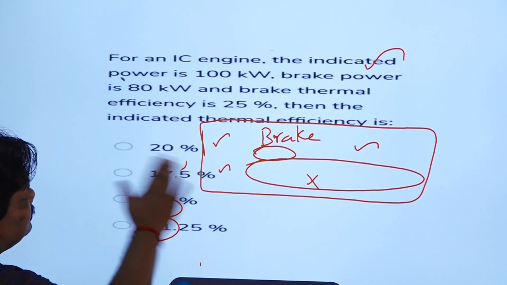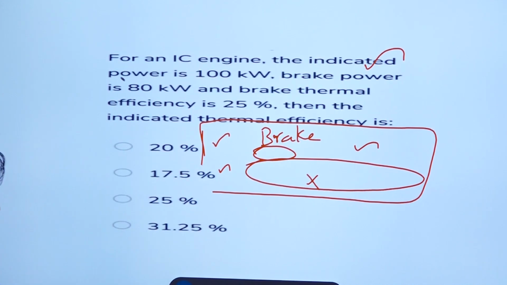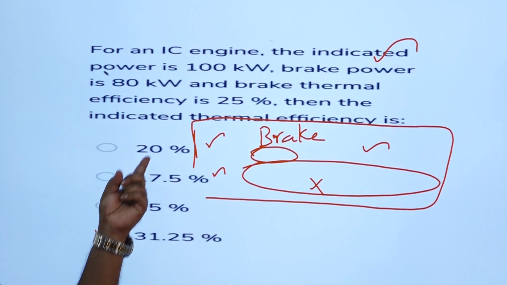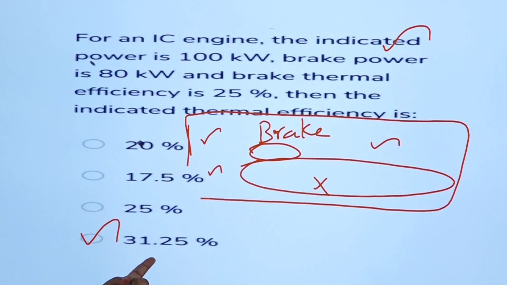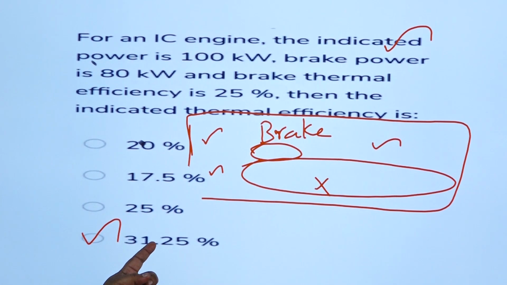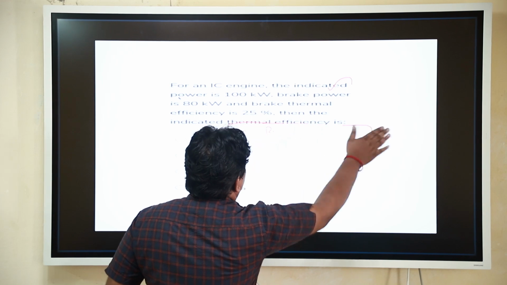So here, you can see that the answer is 31.25. So you will get the exact values. So when these kind of objective questions are there with the numerical data, you will get the exact values, 31.25. So that shows that your answer is right.